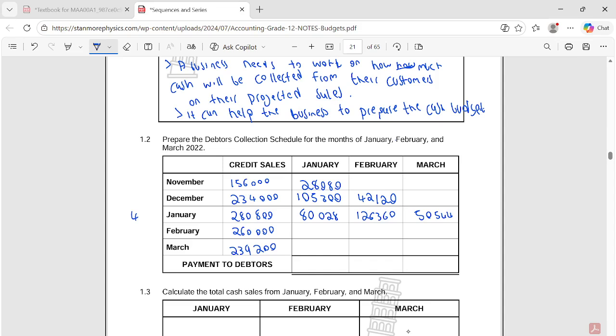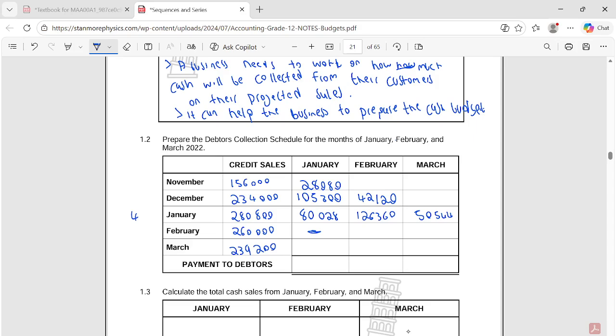So February, we cannot sell goods in February and collect in January. That does not make sense. Meaning if we sold goods in February, we will collect from February going forward. You can't sell something today and collect money yesterday. That's not possible, right? So our credit sales is 260,000. We're going to collect in the month of sale, which is February, which is 30%, and then taking discount into account.